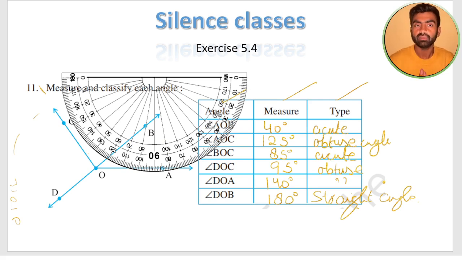Please be very careful while using the protractor. You have to place the point exactly at the meeting point, and the 0-degree line should be straight, so you can calculate it easily. I hope you guys understood how we have completed this.